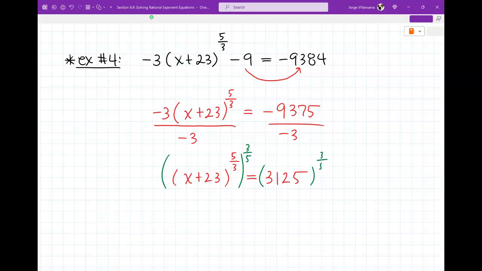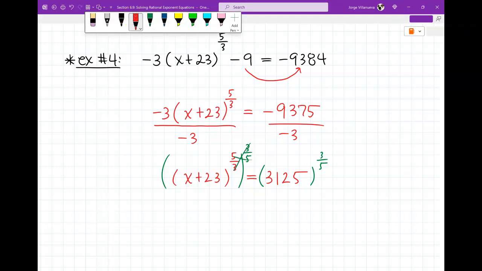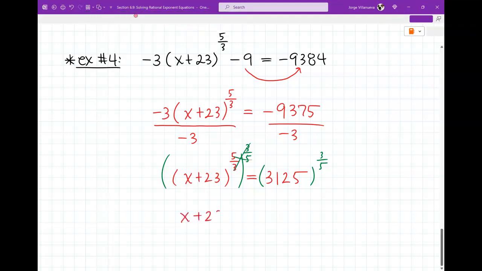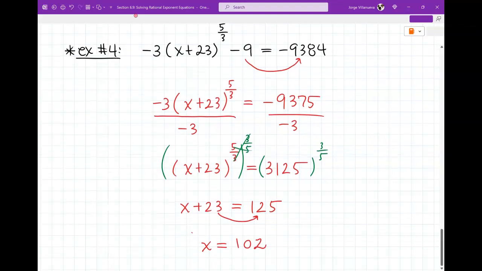And then you'll get your calculator again to figure out what 3,125 to the 3/5 is, because I don't know what that is. 25? Oh, that's nice. Oh, 125. Oh, sorry. Still nice. Not too bad. So 125. All right. Last step, get x by itself. So we'll just subtract 23. That one I don't need a calculator for. 102. And there you go.